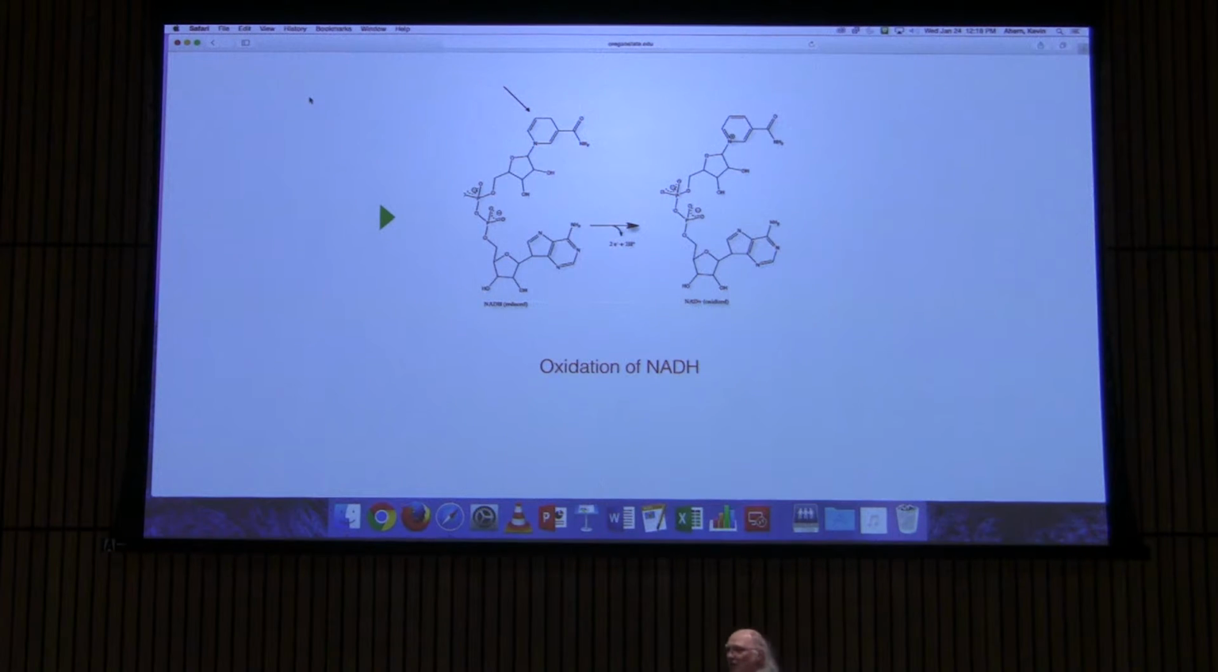I just show you this to show you what this oxidation looks like, going from left, the reduced form, to right, the oxidized form. Okay? Loss of electrons is an oxidation.